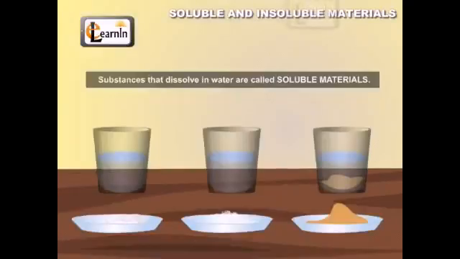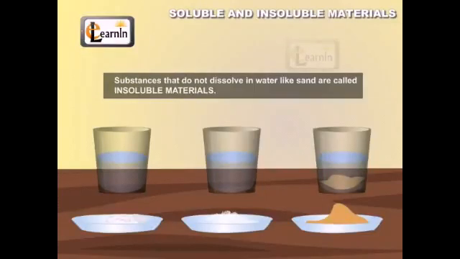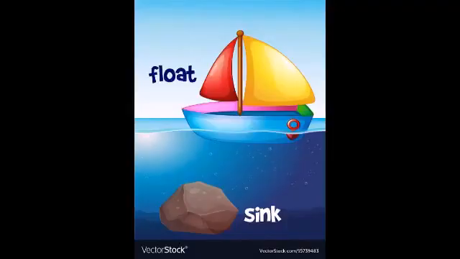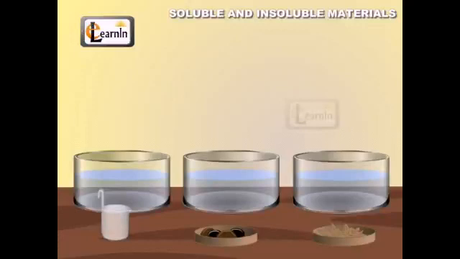Materials like salt and sugar are called soluble as they dissolve completely in water, whereas some substances which do not dissolve in water, like sand, are called insoluble materials. Next property we have is flotation. Some materials float on water while some materials sink in water depending upon their weight. Let's see this video. There are some objects that float in water and some that sink.